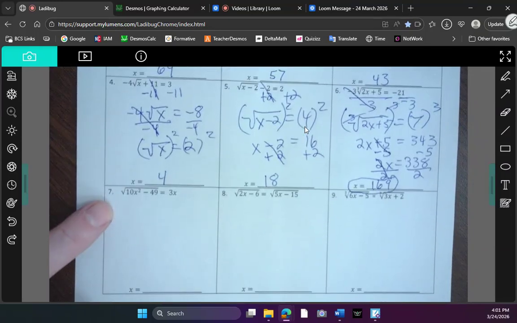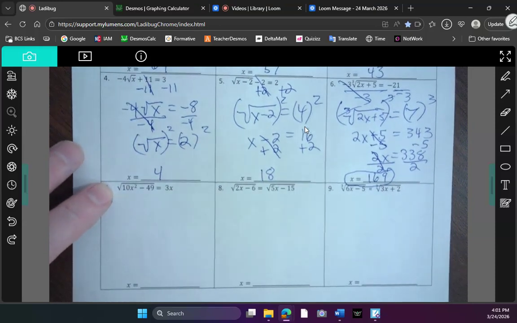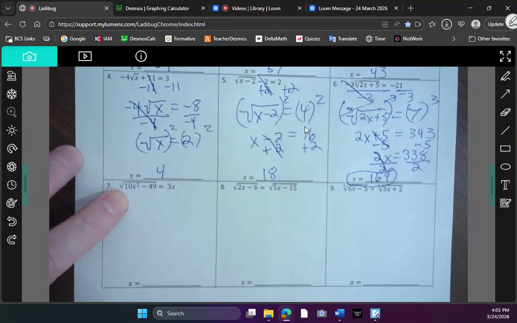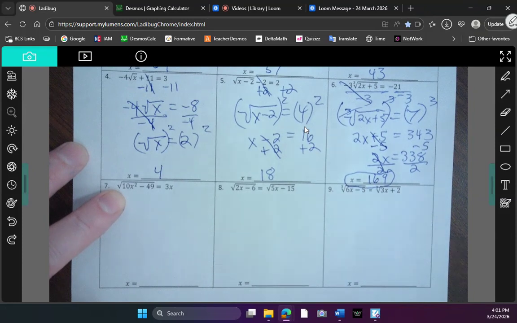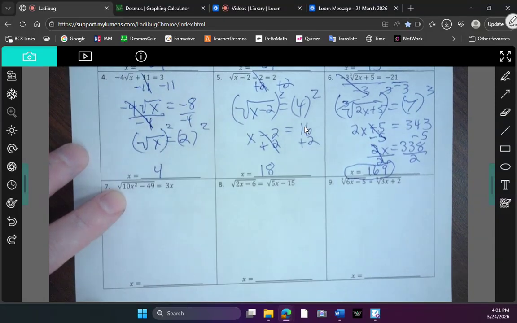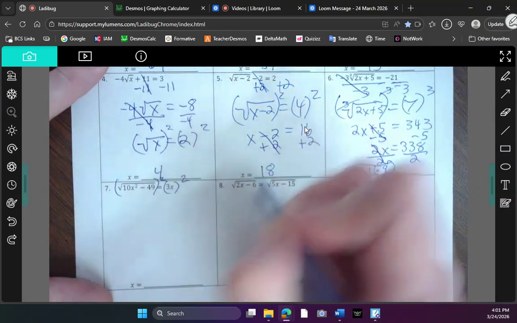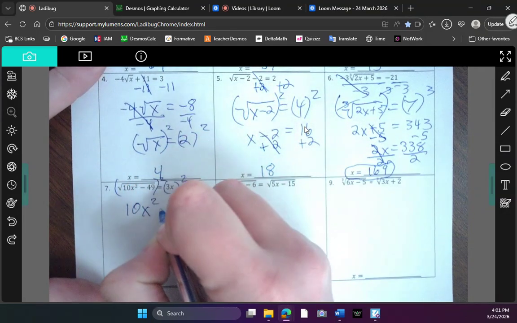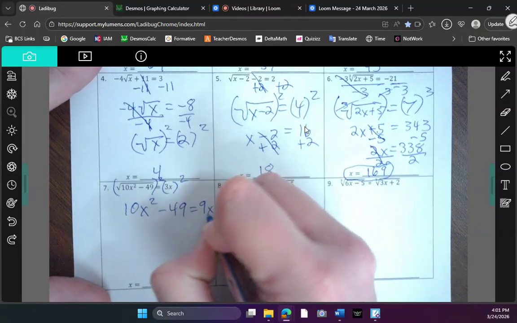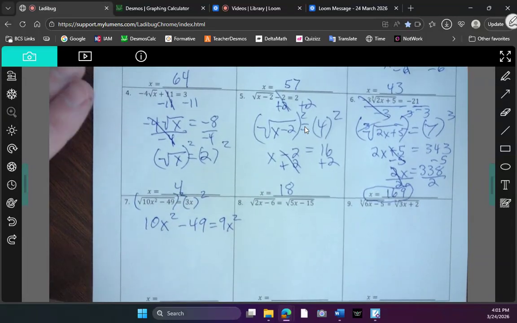Okay, now we're back to square roots, and this one's already isolated. This one's going to be a doozy, and we're going to use this one here as an example of ways in which we can use Desmos to do this work for us as well. But I'm going to do this with the real algebra first. We're going to square both sides. So that gives us 10x squared minus 49 equals 9x squared. So I just squared the 3 and squared the x.